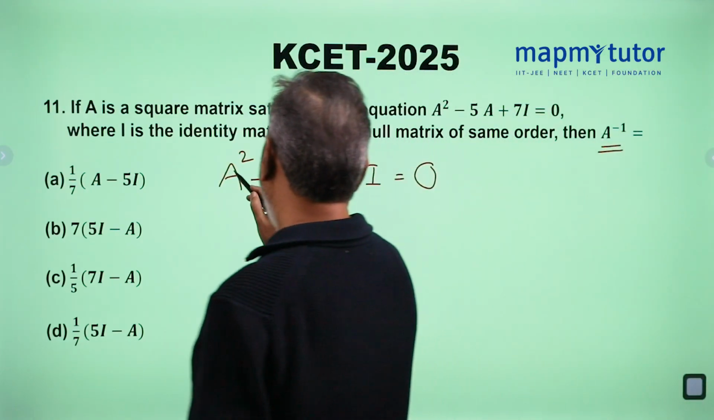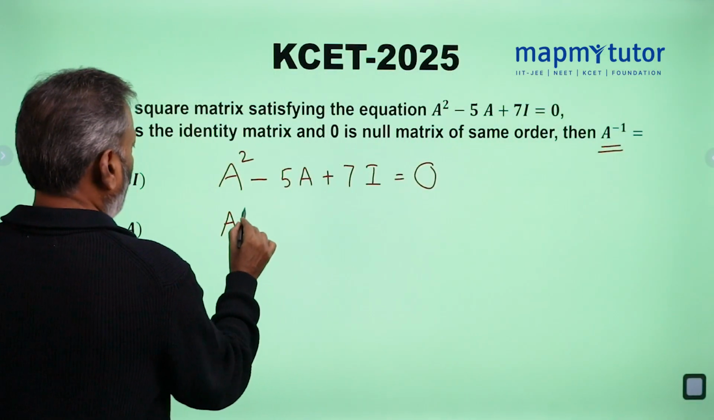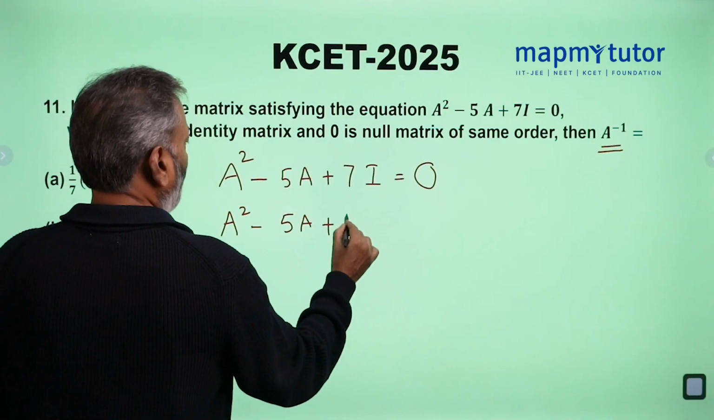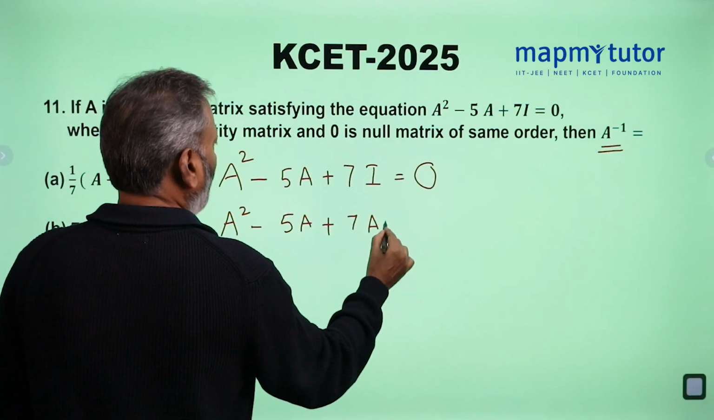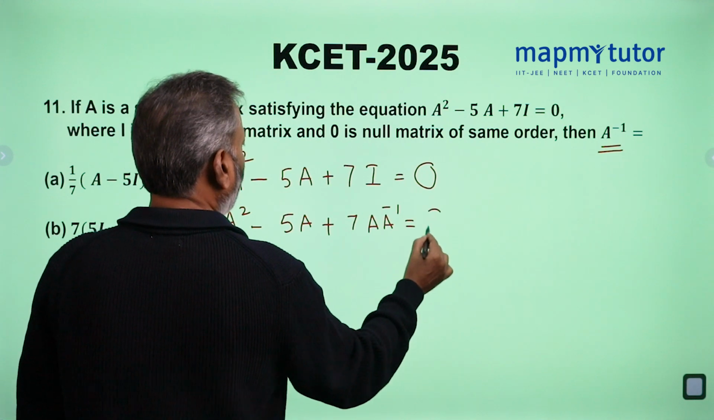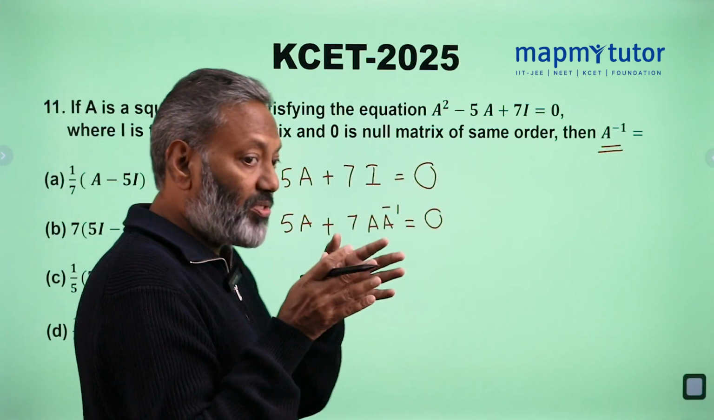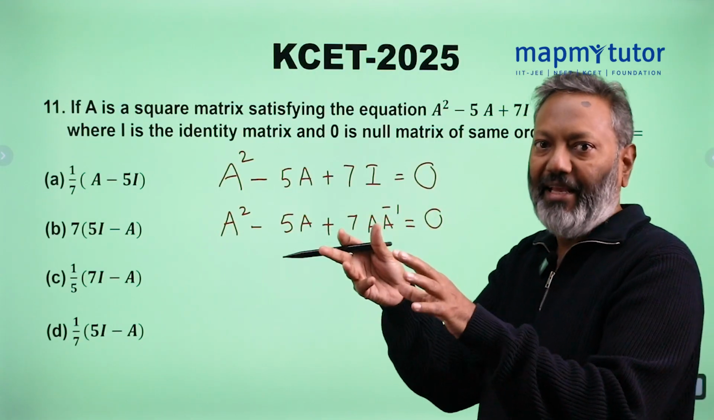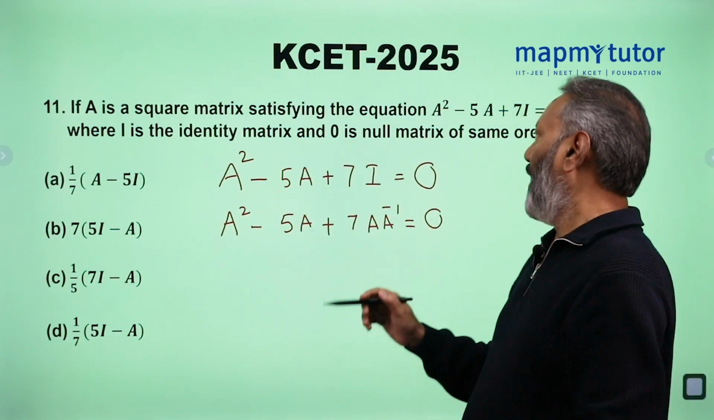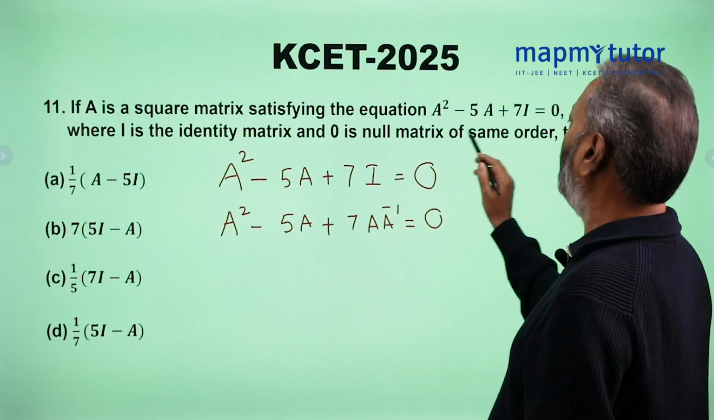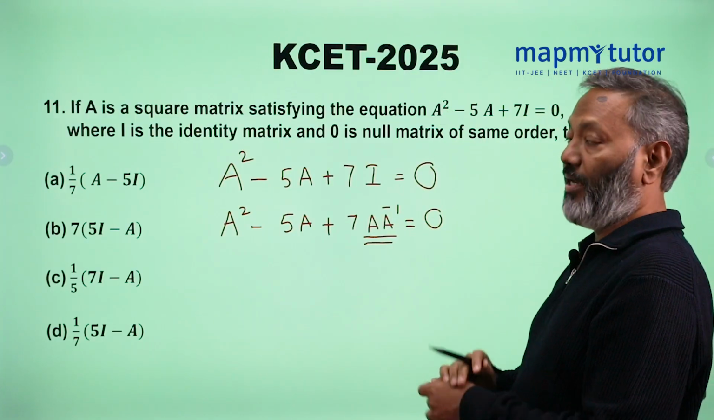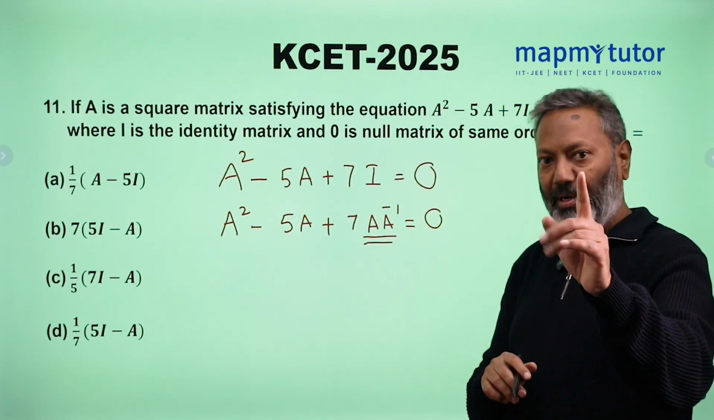Right? So, A square, let me analyze this equation. And 7 into I can be written as A into A inverse by definition. Why am I introducing A inverse? Because I need A inverse. So, that is the first idea which leads to the solution. I is the identity matrix, which can of course be expressed as A into A inverse. A into A inverse is always I, by definition.